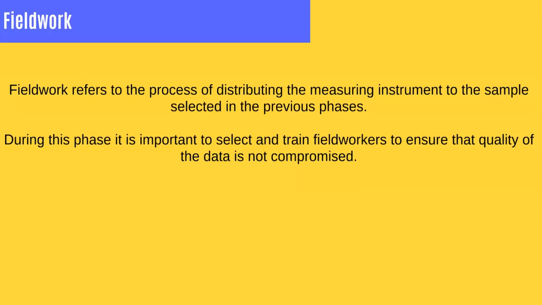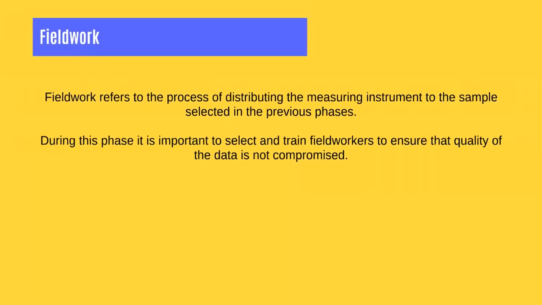During this phase, it is important to select and train your field workers to ensure that the quality of data is not compromised. The ethical side of research is very stringent. In some cases, researchers like myself are not permitted to collect the data ourselves, to make sure it's not coerced or compromised. In that case, we need to train and appoint field workers, and we need to make sure they also follow this ethic of care and don't coerce or fill in the questionnaires themselves.